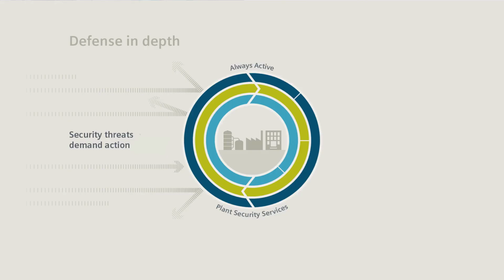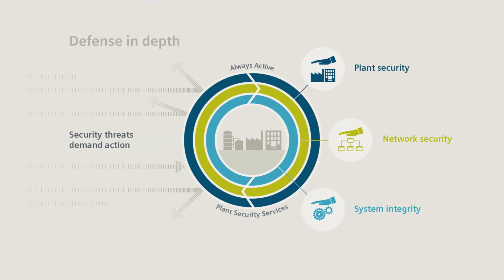The Defense in-Depth strategy defines concrete measures for enhancing productivity and security at 3 levels: plant security, network security, and system integrity. We've integrated security functions directly into the TIA portal specifically for the areas of network security and system integrity. Thomas, what are the most important functions, or what are examples on how to ensure system integrity?